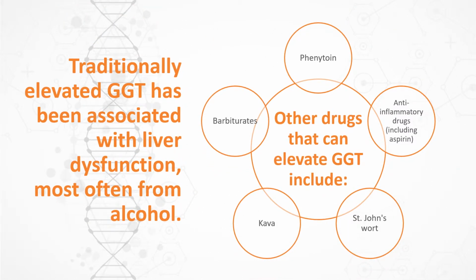Elevated GGT historically was associated with liver dysfunction, most often from alcohol. There were some other drugs too: barbiturates, phenytoin, non-steroidals including aspirin, St. John's wort, kava. Some of the other hepatotoxins were associated with GGT elevation. And that's why it was originally measured.